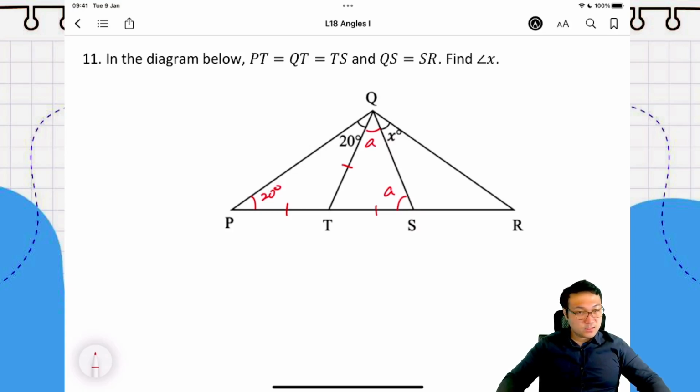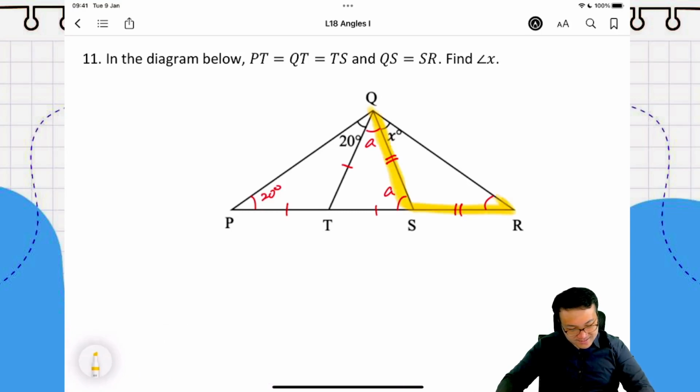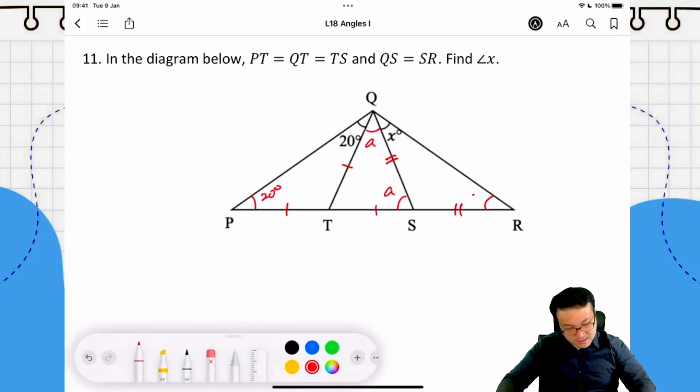Okay, then what else did they say? QS equals to SR. So QS, now I use a double line, okay, because it's different. Okay, so I use a double line, equals to SR. So can you tell me what is this angle, Alistair? A. Why A? This is an isosceles. X. Yes, X. Yes, very good.